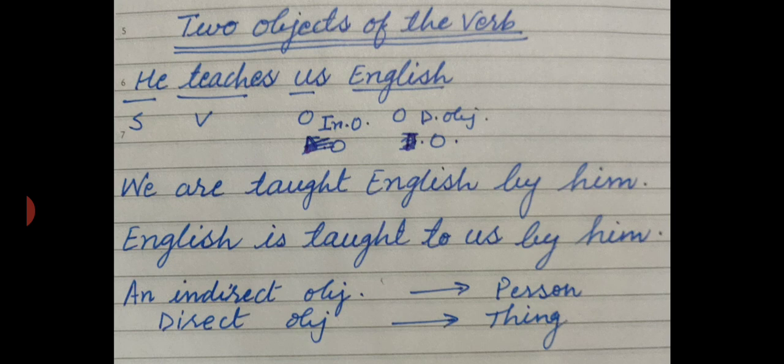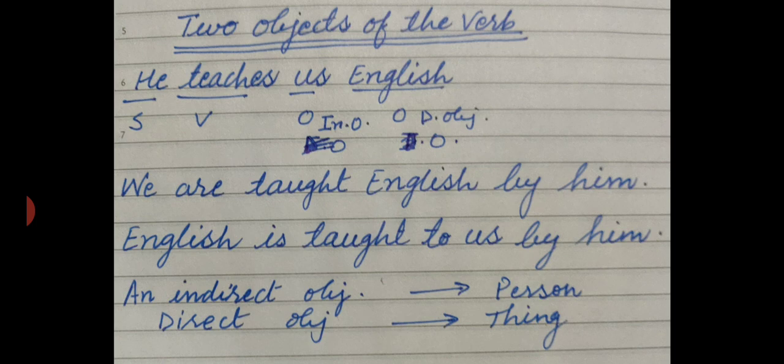Next, two objects of the verb. Dear students, sometimes we find that in a sentence a verb carries two objects. Now, which is to be used as the new subject in passive? Let me make it very clear that you can use either object as the new subject in passive and make passive voice, but usually we go with the indirect object.